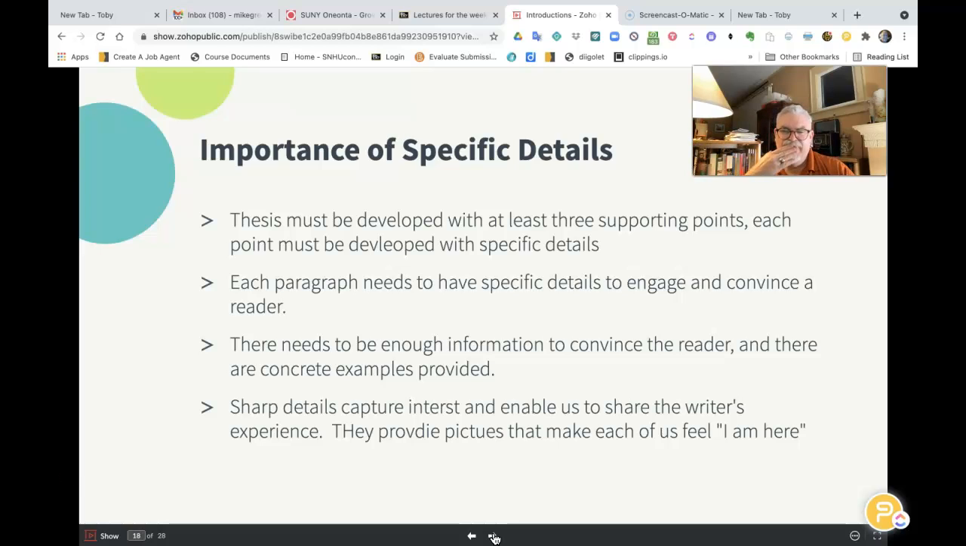Each paragraph has to be specific. You have to make sure you have the right evidence to convince your reader. And there needs to be enough information that really convinces that reader. There have to be some concrete examples provided. If you don't provide those examples, you're going to have a very weak point, and your reader's going to look at you and say, you really lost me here. Good, sharp details are going to capture your interest and keep people there, enabling us to really look at the writer's experience or understand the writer's point of view.